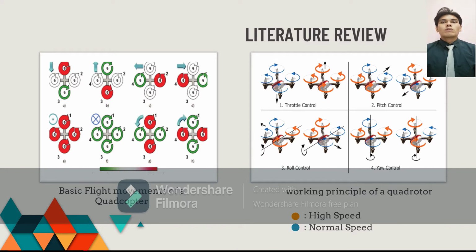On the working principle of a quad rotor, there are 4 examples: throttle control, pitch control, roll control and yaw control. Let's take the example of the throttle control.